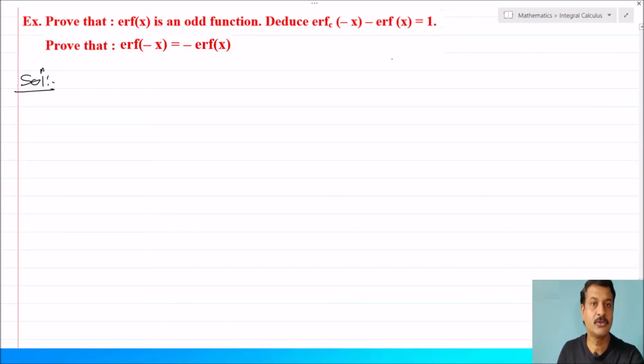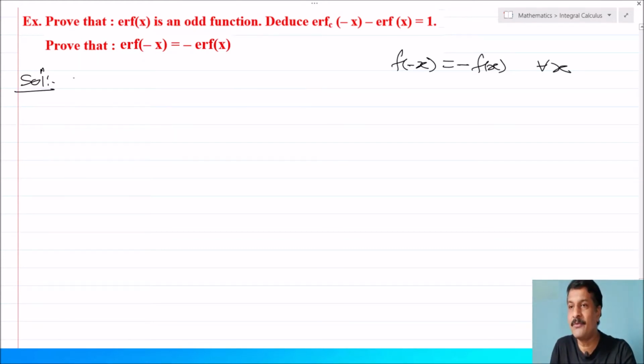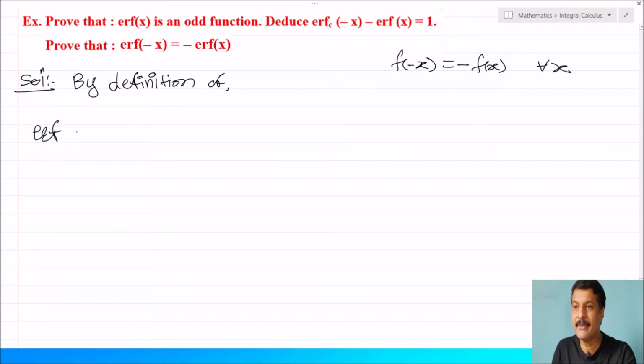So solution. You should know what an odd function is. f of minus x equal to minus f of x for all x. Meaning f of x is said to be an odd function if f of minus x equal to minus f of x for all x. So it means that here error function of minus x equal to minus error function of x, we want to show this one, meaning it is an odd function. By definition of error function, I am getting error function of minus x equal to 2 by root pi integration 0 to minus x e raised to minus t square dt.